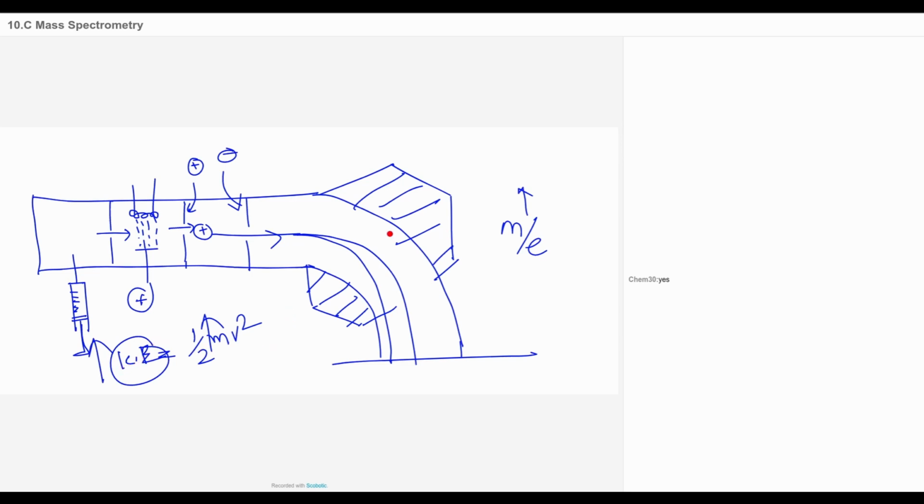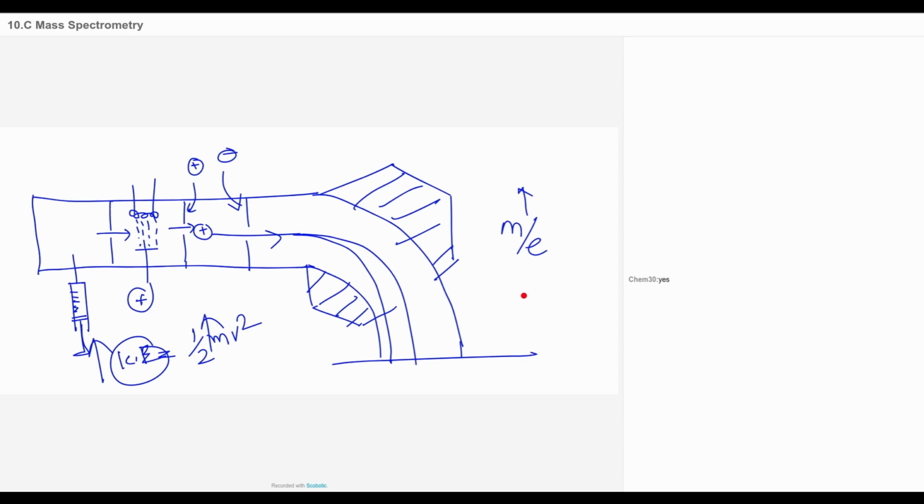So that particle will get deflected less, because when the particle is traveling at a very high kinetic energy, the magnet will not be able to pull that particle towards it. So as a result, the deflection will be less. So when the mass is greater, the deflection will be less. When the mass is less, the particle is traveling at a lower energy. Therefore, as a result, the deflection will be greater, right? So the deflection is based on the mass to charge ratio.